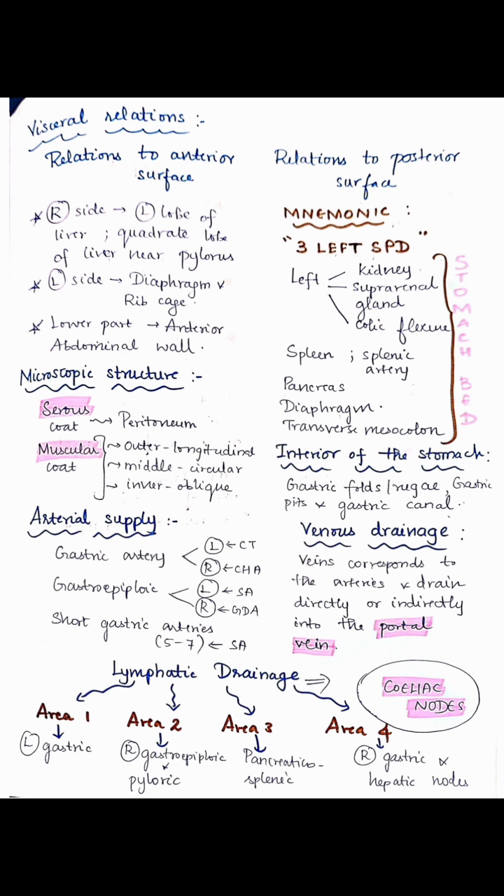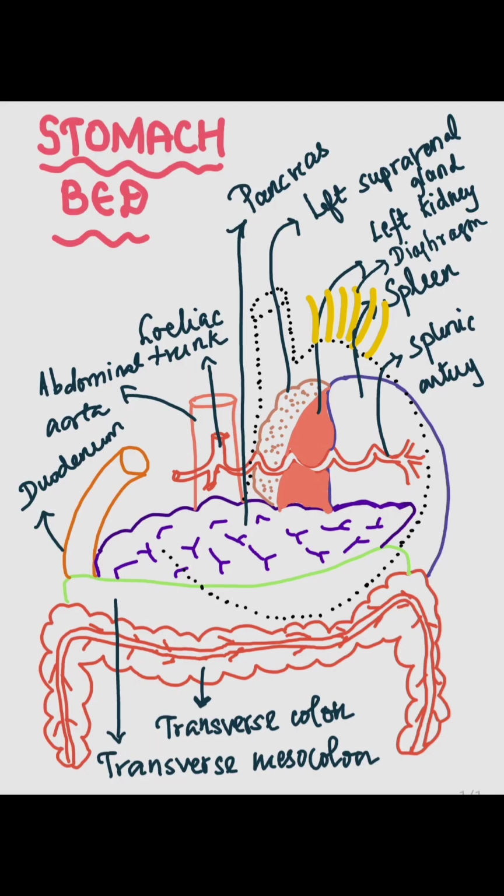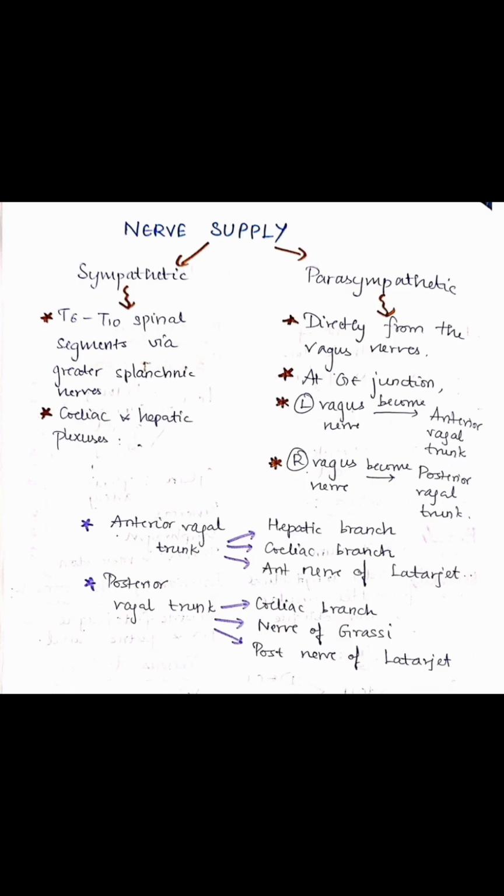For lymphatic drainage, there are 4 areas. Area 1 drains into the left gastric lymph nodes. Area 2 drains into the right gastroepiploic and pyloric nodes. Area 3, pancreaticosplenic nodes. Area 4, right gastric and hepatic nodes. All these finally drain into the celiac nodes. This is the diagram of the stomach bed.